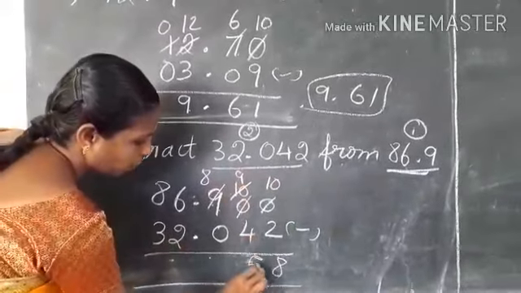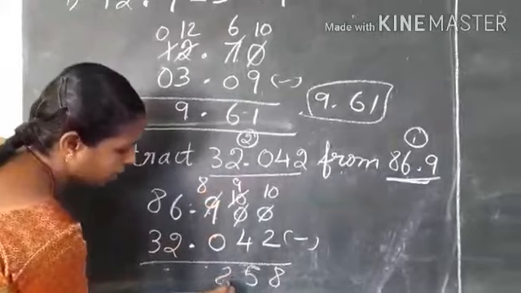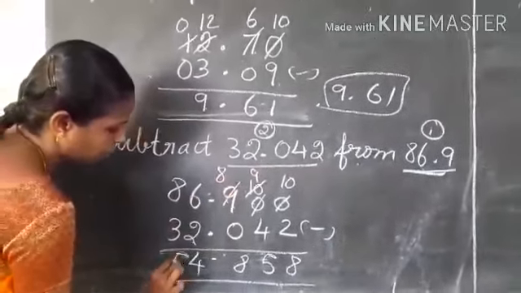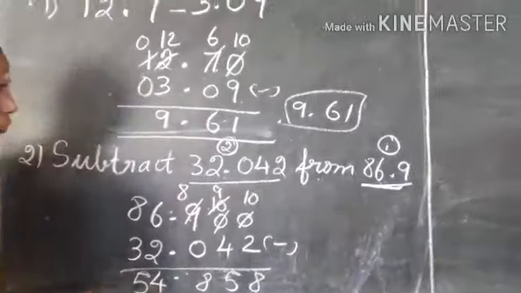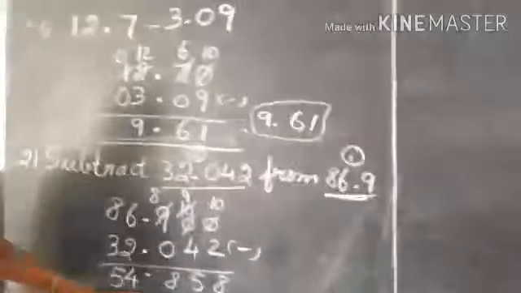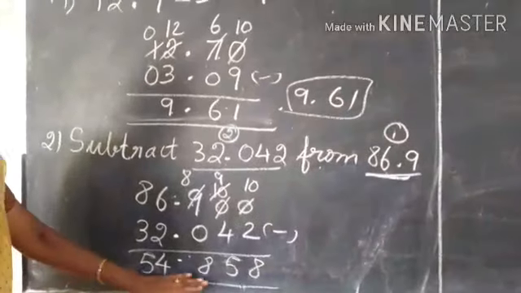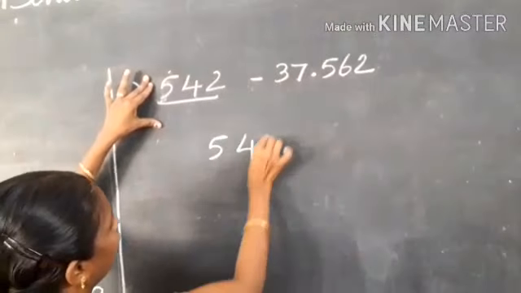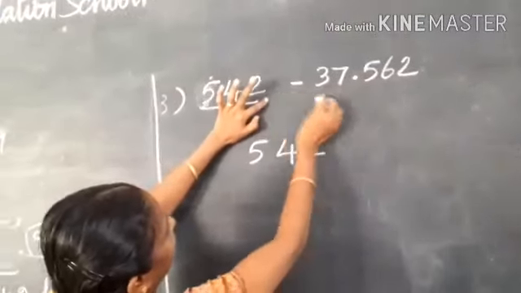9 minus 4, 5. 8 minus 0, 8. 6 minus 2, 4. 8 minus 3, 5. 54.858. One more sum. Next, 37.562.